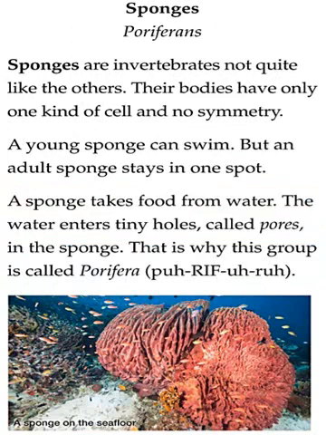Sponges are invertebrates not quite like the others. Their bodies have only one kind of cell and no symmetry. A young sponge can swim, but an adult sponge stays in one spot. A sponge takes food from the water. The water enters tiny holes called pores in the sponge. That is why this group is called porifera.